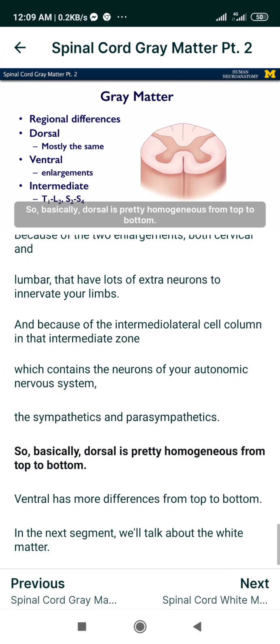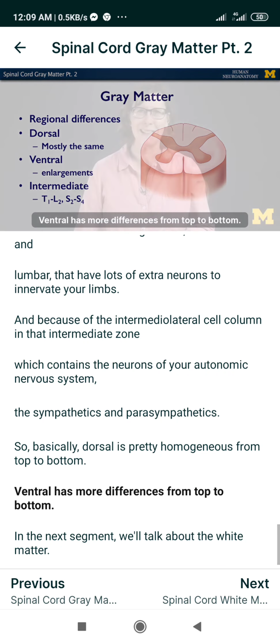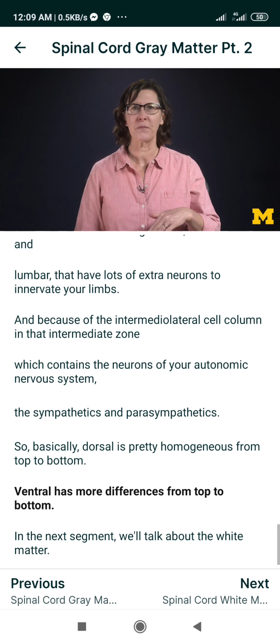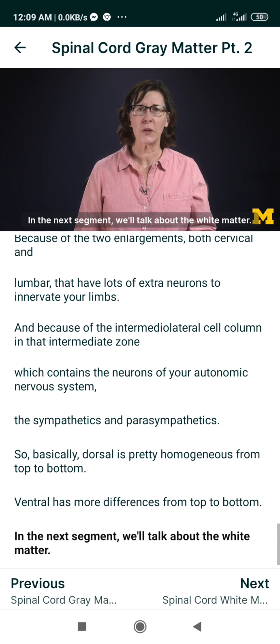So basically, dorsal is pretty homogeneous from top to bottom. Ventral has more differences from top to bottom. In the next segment, we'll talk about the white matter.